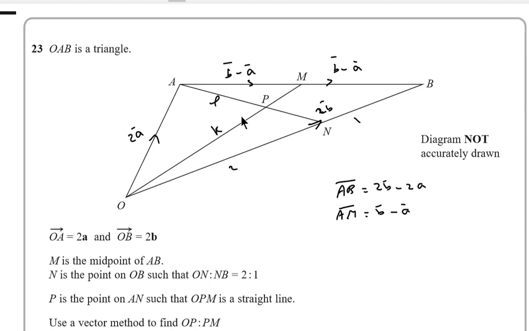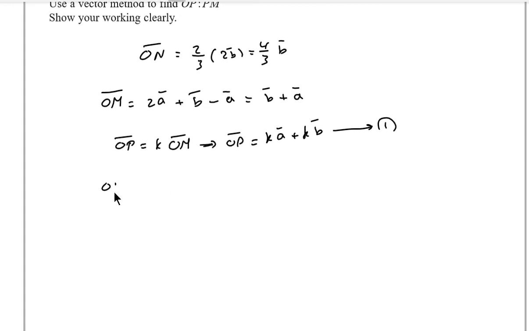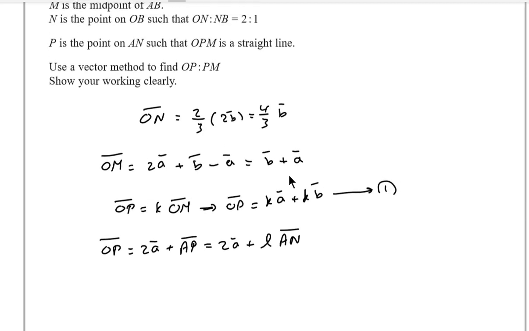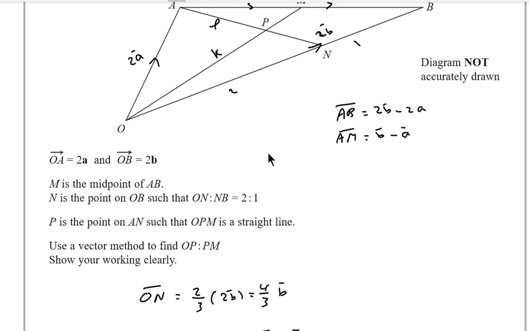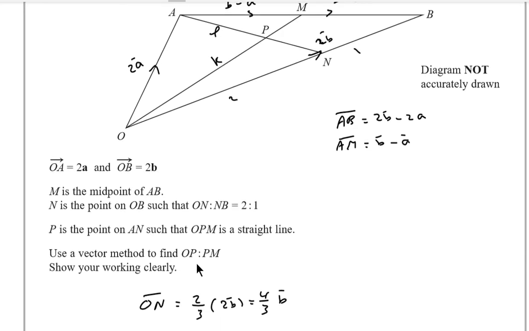So again, I will now write the OP vector as the OA vector, which is 2a vector, plus the AP vector. To get AP, we can write 2a vector plus L multiplied by the AN vector. And what is the AN vector? The AN vector is the AO vector plus the ON vector. And we already got ON, do you remember?